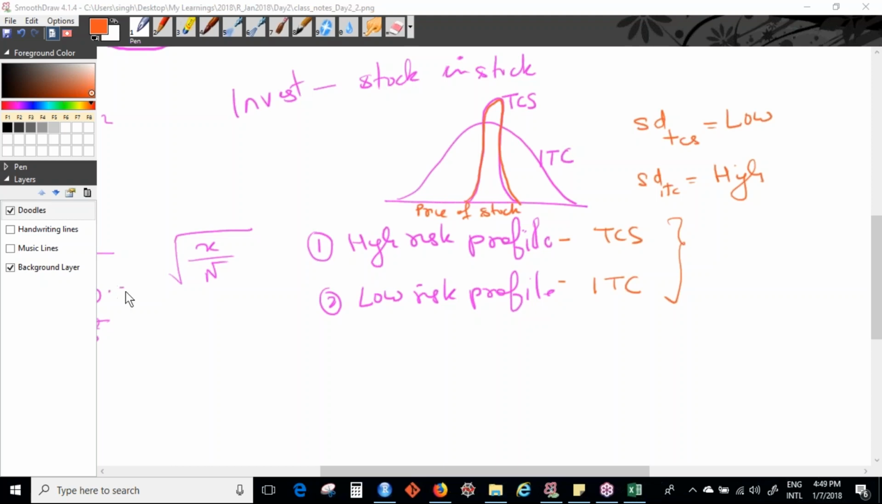High risk is high standard deviation. So that means this is wrong, Lalitya. Okay, what about the others? What do you think? So which is the answer? 1 or 2? Which is the correct answer? Lalitya thinks it's 2.